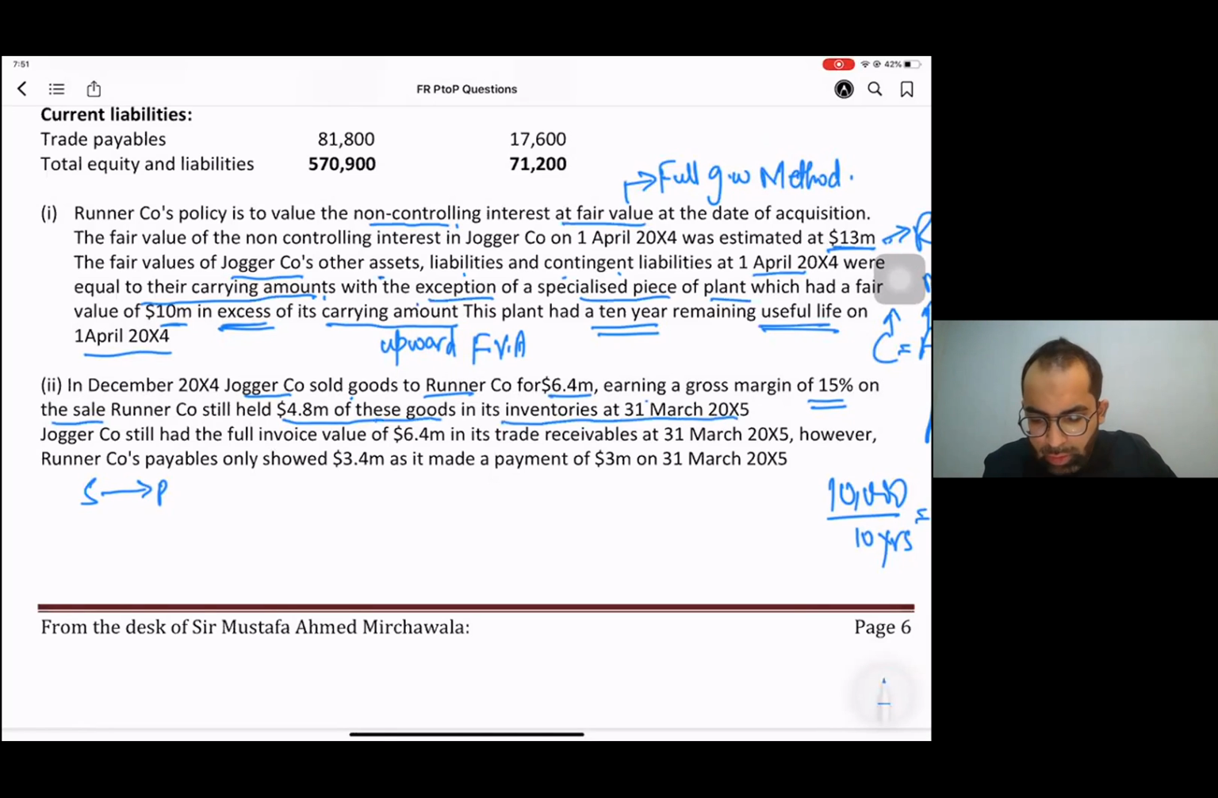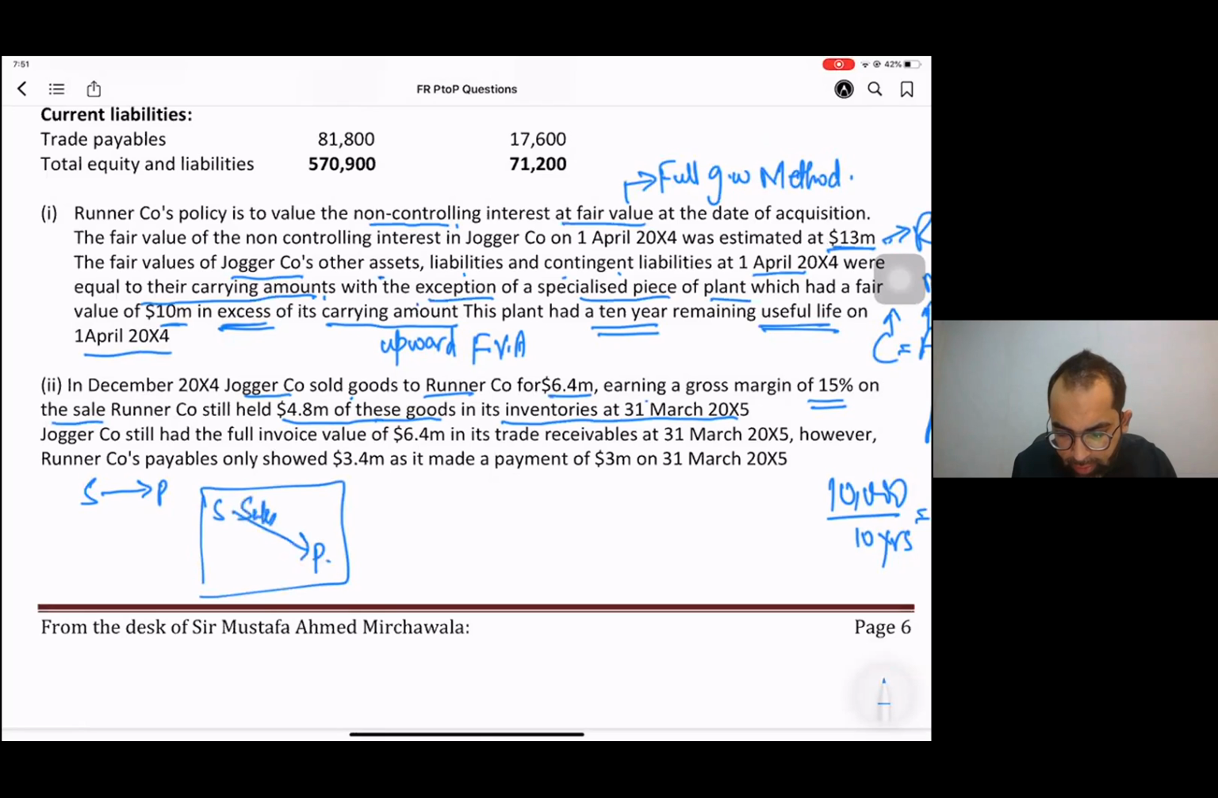Okay, so now these unsold goods contain URP. Wait, let me make a little sketch. This is S company, this is P company. The actual sales is 6,400 and the unsold goods at the year end is 4,800, right? So there are different techniques of calculating URP. It's your wish how you do it.